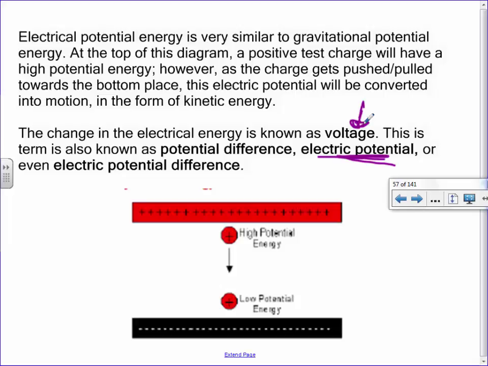How much potential did it have? Well, it didn't have a whole lot of potential. Right? Whereas if you use a 9 volt battery, that was a 9 volt battery. Does that make sense? Right? The idea that has a similarity to gravity, the more voltage you have, the more potential there is.